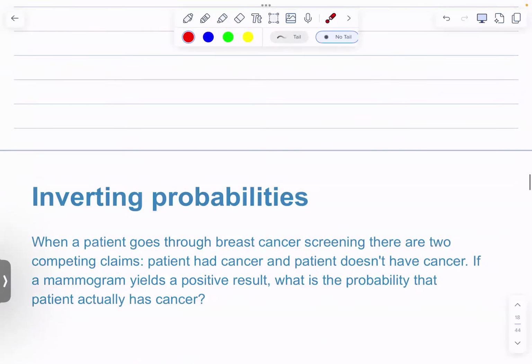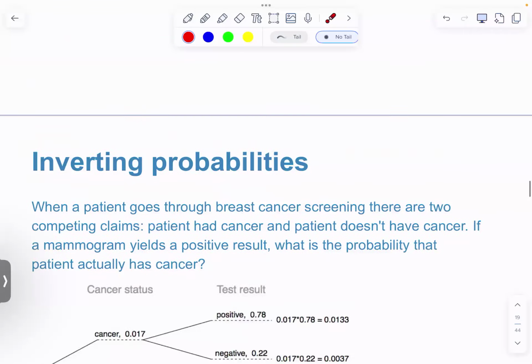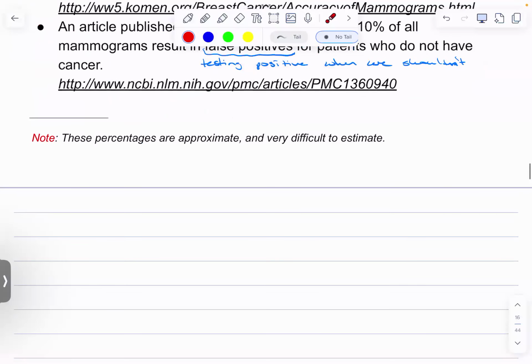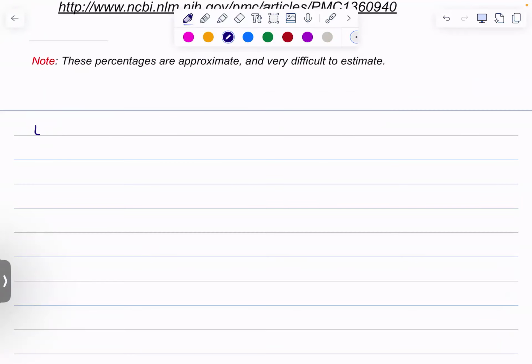In the slides, they go through and kind of answer it, but we're just going to do it together instead. So here, as an example, draw the tree diagram with all the appropriate probabilities.